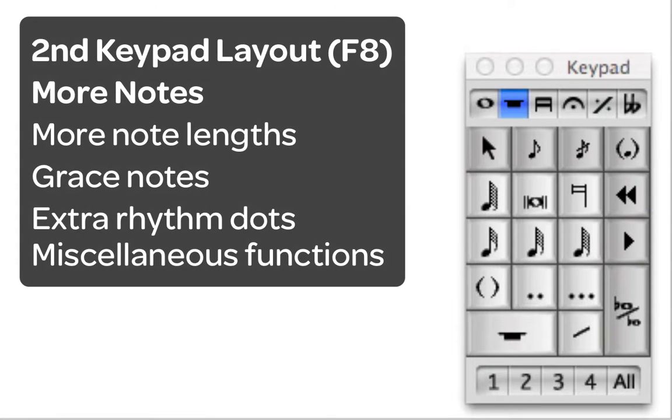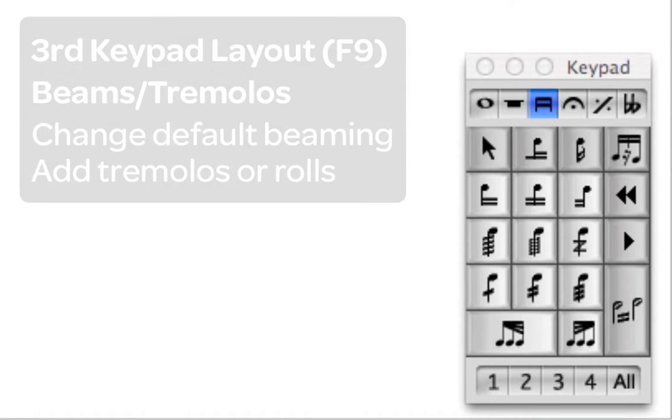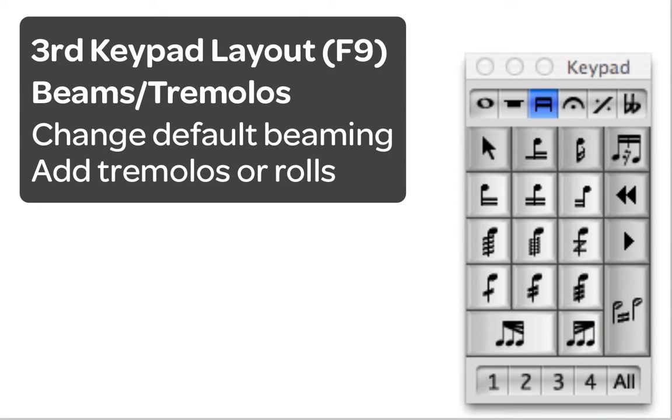The second keypad layout is called More Notes and includes longer and shorter note lengths than are available on the first layout, as well as grace notes, extra rhythm dots, and some miscellaneous functions such as creating a bar rest, putting a note in brackets, and making notes cue-sized. The third keypad layout is called Beams/Tremolos. Buttons at the top of the keypad panel change the beaming away from the defaults, while buttons at the bottom allow for the creation of different kinds of tremolos and rolls.